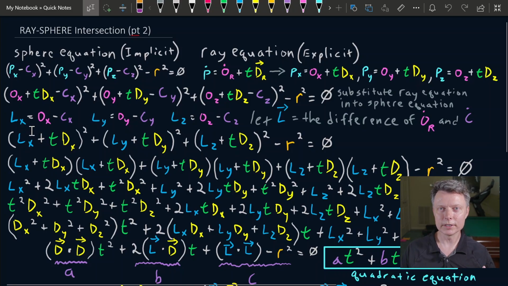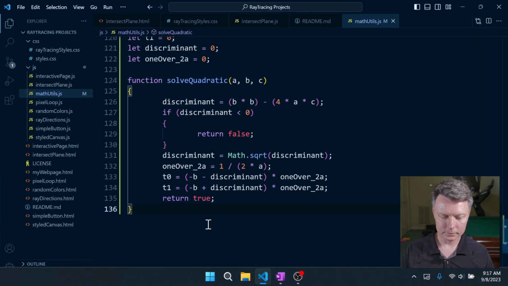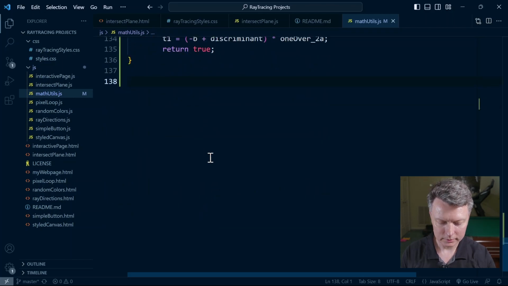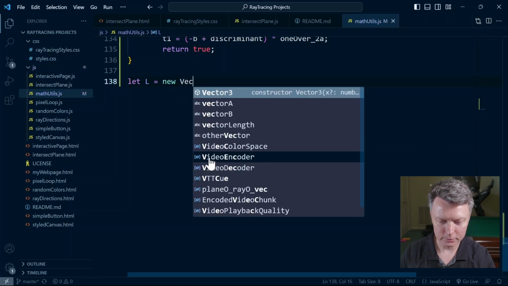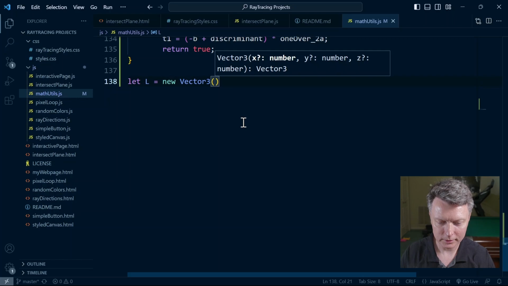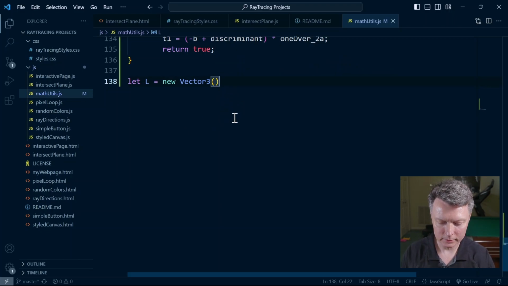So let's create a new Vector3 called L. Hit enter a couple of times, and I'm going to scroll up here. So let capital L equal, and then we're going to create a new Vector3. New Vector3 should pop up here because it recognizes that. This is a constructor function, so it needs parentheses. It reminds us it needs an X, Y, and a Z. But for this particular vector, we don't need to initialize it right now because it's going to get calculated in a moment anyway. So we can just leave these parentheses blank and end it with a semicolon.